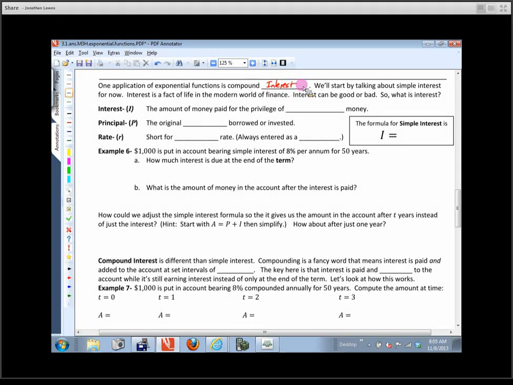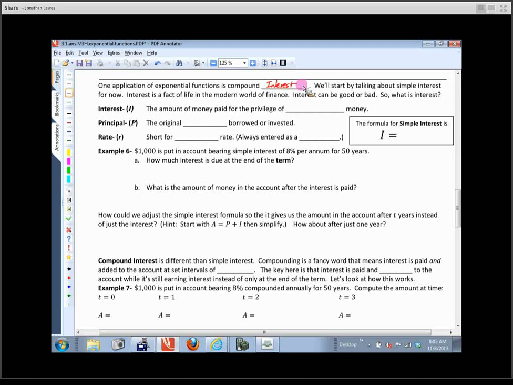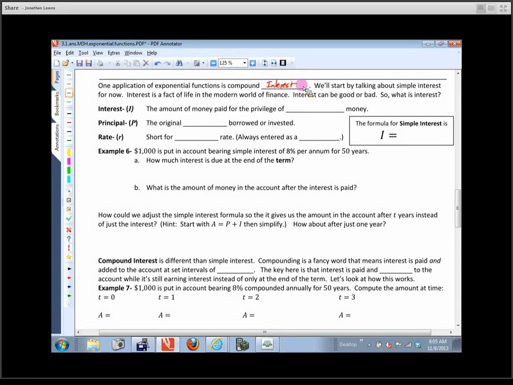So you've probably heard of interest before. Interest payments, interest on a loan, interest on a bank account, stuff like that. Interest is just a fact of life. Okay? Well, I'm not sure there's anybody who lives in the modern world and has money or earns money that doesn't have something to do with interest. Okay? So let's talk about what interest is. Interest is the amount of money paid for the privilege of borrowing money.